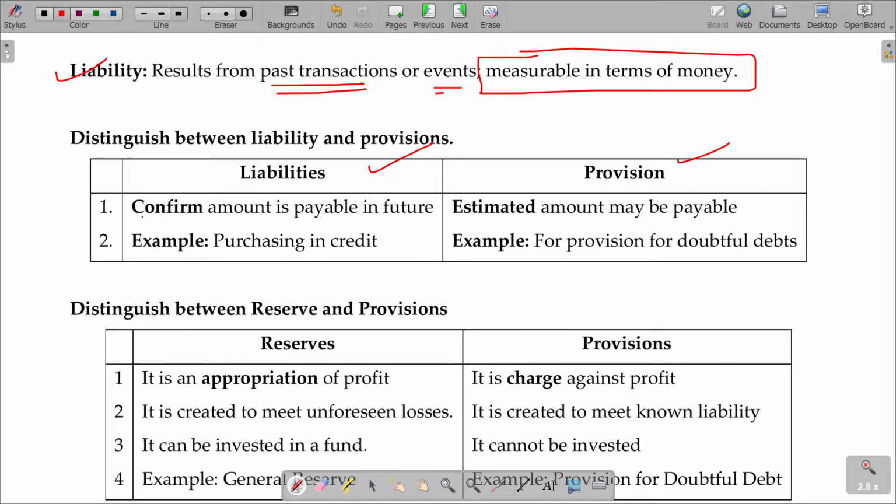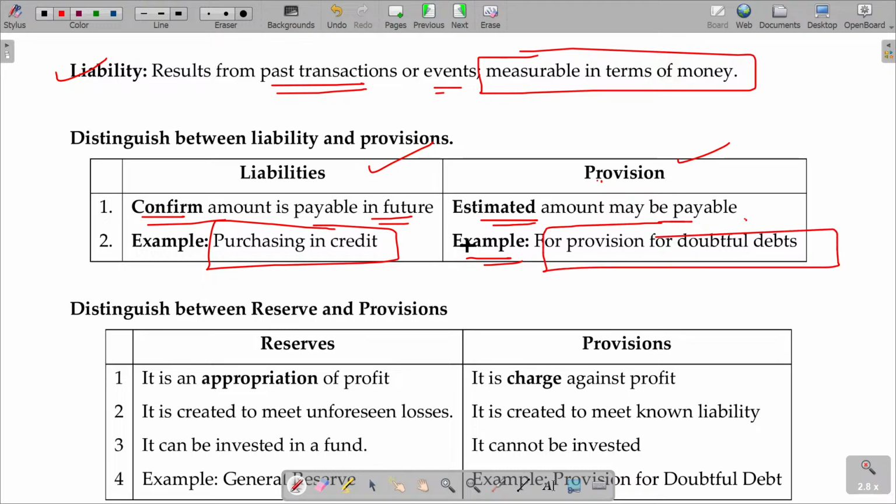So liability is nothing but a confirmed amount payable in future. Provision is nothing but an estimated amount that may be payable. The example for liability is purchase on credit. If I purchase on credit, I have to make the payment later on the maturity date. In case of provision, provision for doubtful debts is one of the nice examples.